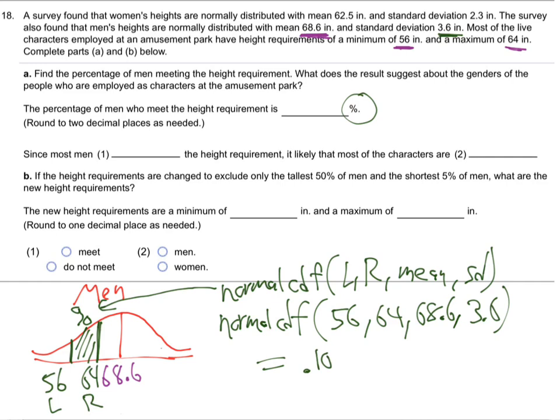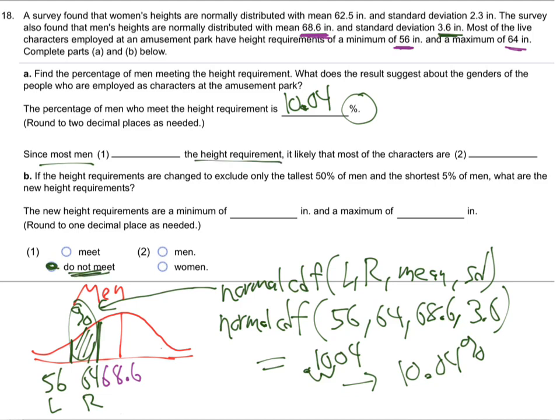10.04. 0.1004. Yeah, and then they want me to change to percentage, so that moves the decimal 2 places exactly. 10.04%. Anybody else get the same answer? Yeah, so 10.04% of men, not a big portion of the population, fit in that category. Since most men do not meet the height requirement, only 10% of the men meet that, it is likely that most of the characters are women.